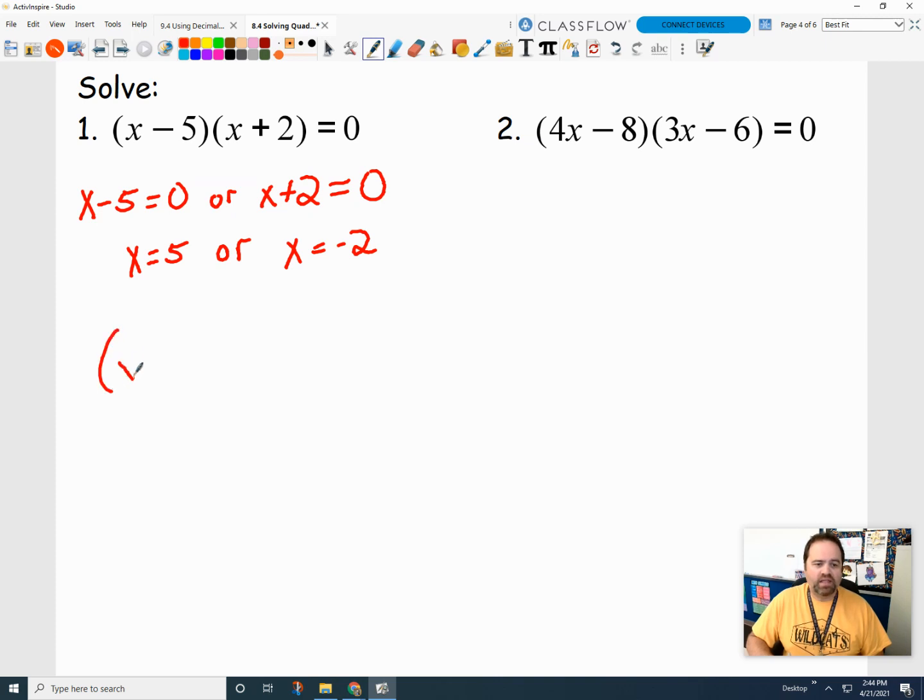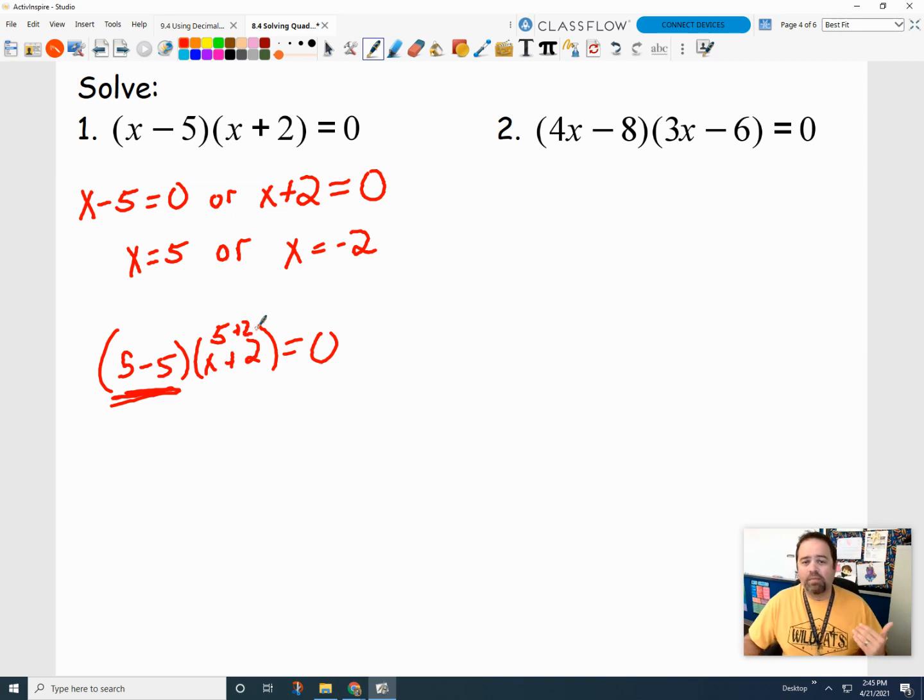If I take my original problem and plug in my answers, right? Whoa, that's way big. My first time here, I'm going to plug in my 5. If I plug in a value of 5, well, that right there gives me 0. This one winds up giving me 7. I don't care about that one. The first one created the 0, so 0 times 7 is 0. It works. And then I do the same thing on the other end.